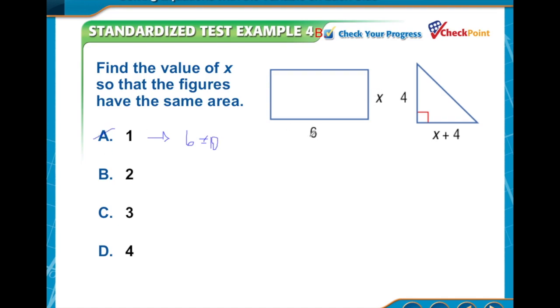If we did 2, 6 times 2 would be 12 for this one. So 12 for the rectangle. Does that equal what we get here? So again, half of 4 will be 2. And here we plug in a 2. 2 plus 4 is 6. And 6 times half of our base, so 6 times 2 is 12. Is that true? Well, yes, it is. So right there, we know B has to be our true answer there.